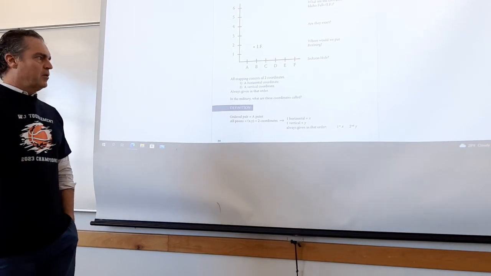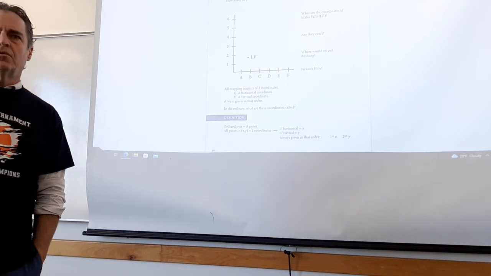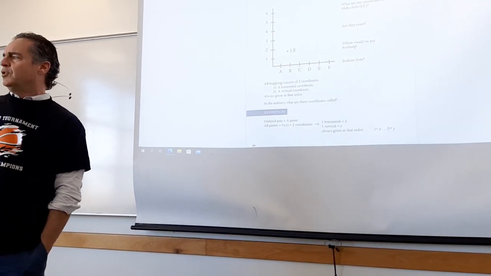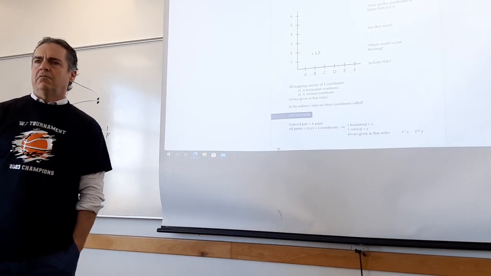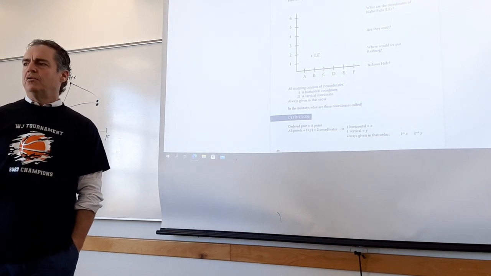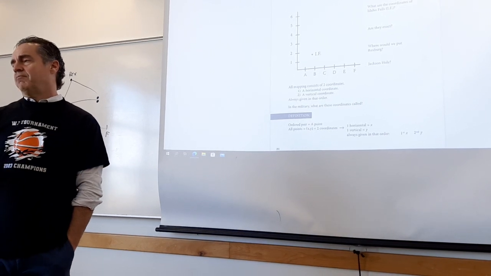In the military, what are these coordinates called? Latitude and longitude. That's right. Latitude is your horizontal, longitude is your vertical. The military can put a bomb right through your front door. That's how precise they are. They measure their latitude and longitude in a measurement called degrees, minutes, seconds. You thought that was time. It is time.